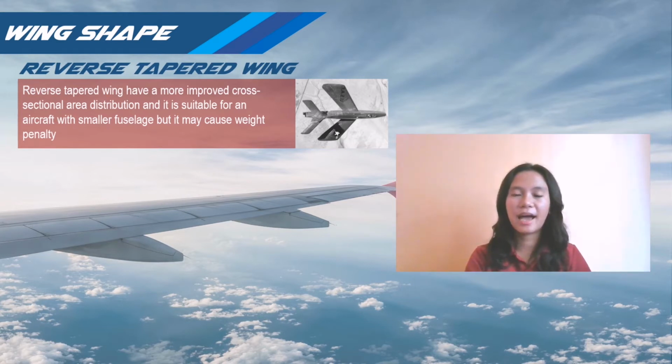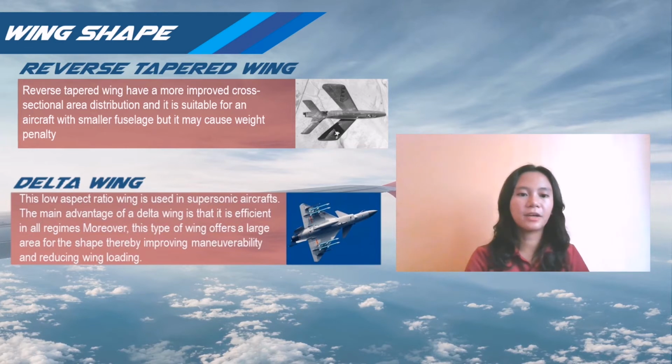So next is the delta wing. This low aspect ratio wing is used in supersonic aircraft. The main advantage of a delta wing is that it is efficient in all regimes such as subsonic, transonic, and supersonic, wherein subsonic means flight through low speed flows, transonic means flight closer to the speed of sound, and supersonic means flight through high speed flows.